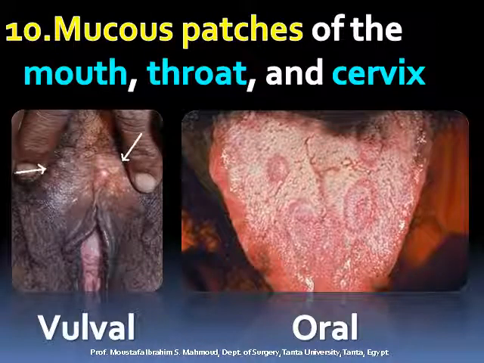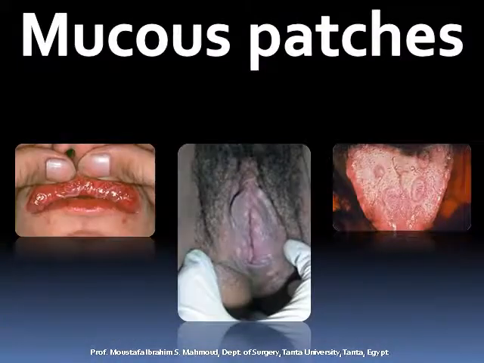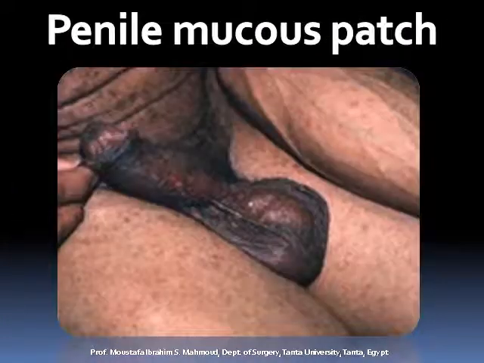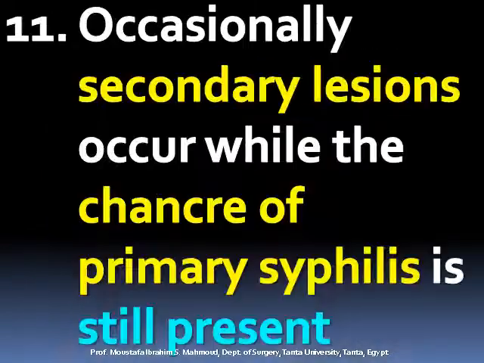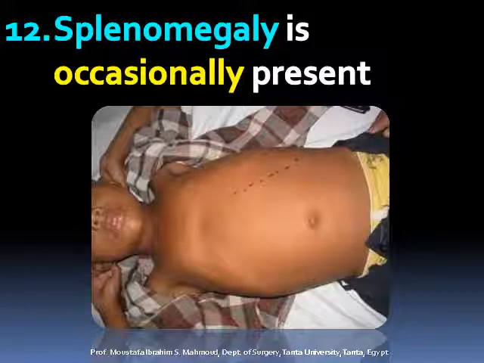Mucous patches of the mouth, throat, and cervix. Penile mucous patch. Occasionally, secondary lesions occur while the chancre of the primary syphilis is still present. Splenomegaly is occasionally present.